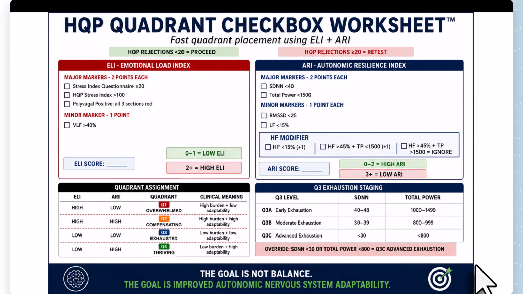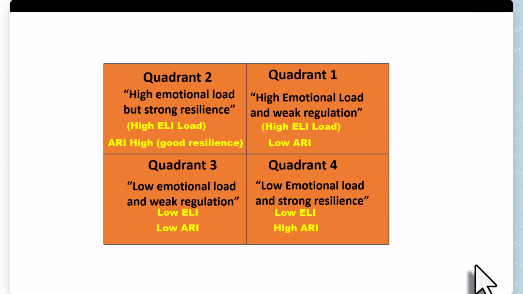High, low, high, high, low, low, low, high, and what quadrant that puts that person in, and the clinical meaning of that. Very important, because you don't want to be pushing somebody hard in quadrant 1. You want to go gentle with them. And we're going to show you some suggestions, right? So there's the quadrant. Quadrant 1, high emotional load, weak regulation, right? High emotional load index and low autonomic regulation index or resilience index, either way, right?